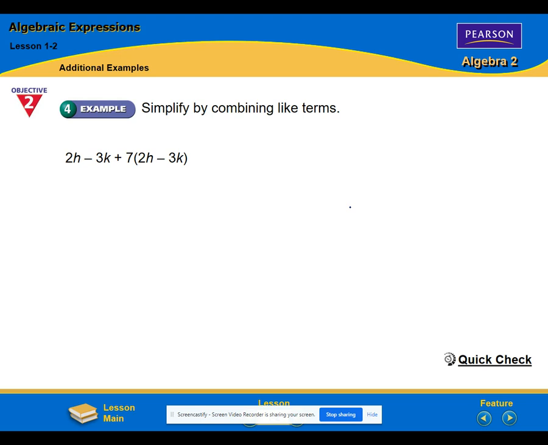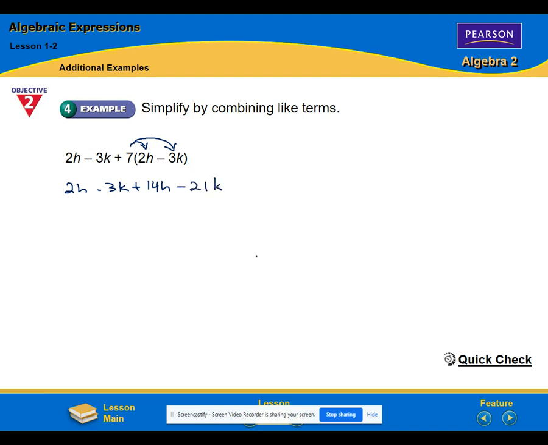It says simplify by combining like terms. Simplify, again, as we talked about from the beginning, means simplify, right? I don't have a simpler word for simplify than to just simplify. We're going to try to make this look as simple as possible. And you may remember the distributive property. If you've got a 7 out front of something like this, you're going to want to multiply that 7 into all of the terms inside of the parentheses. So 2h minus 3k, that stays. And then 7 times 2h would be 14h. And then 7 times negative 3k would be negative 21k.